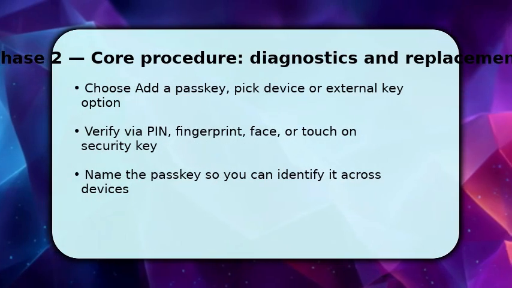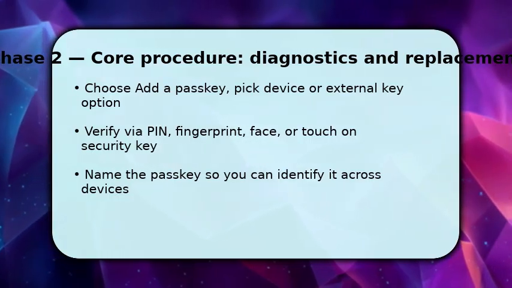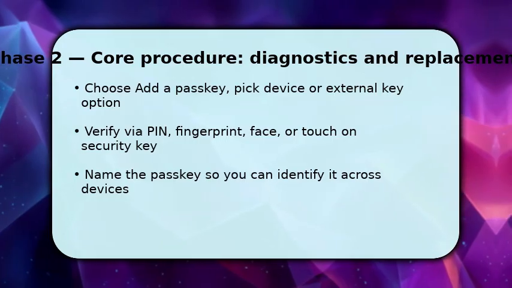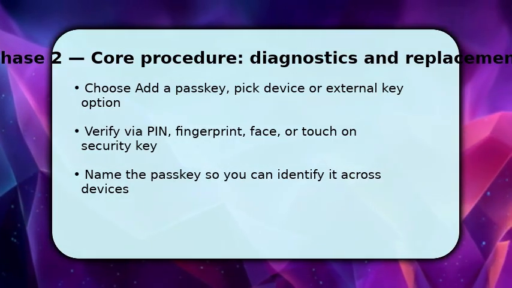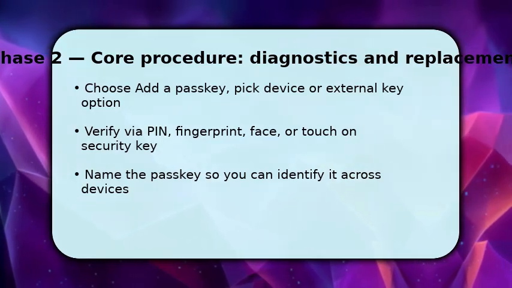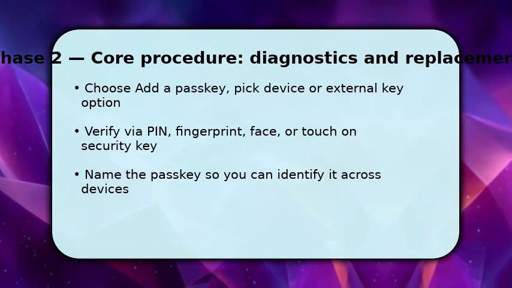You'll now create and register the passkey with Microsoft. Select Add a Passkey and choose Device or External Key. Choosing device stores a credential tied to hardware. Then verify with PIN, fingerprint, face, or touch on the key. This proves possession and unlocks the private key for registration.